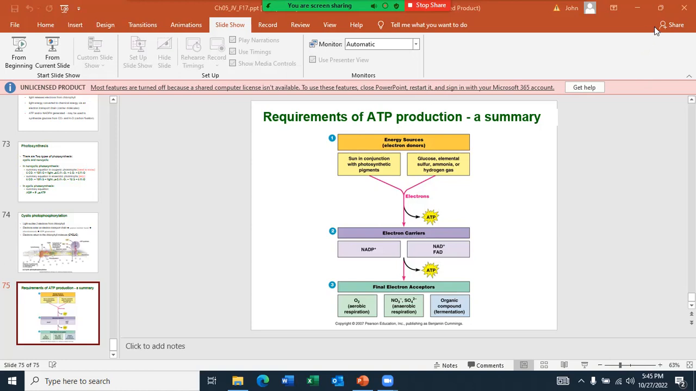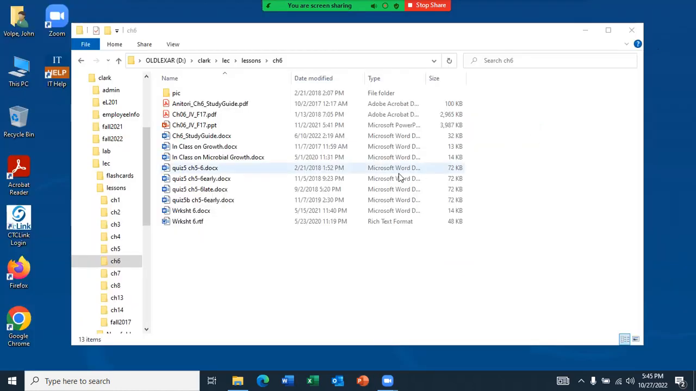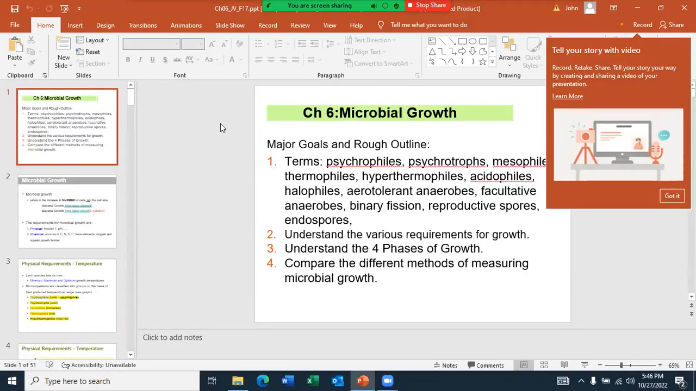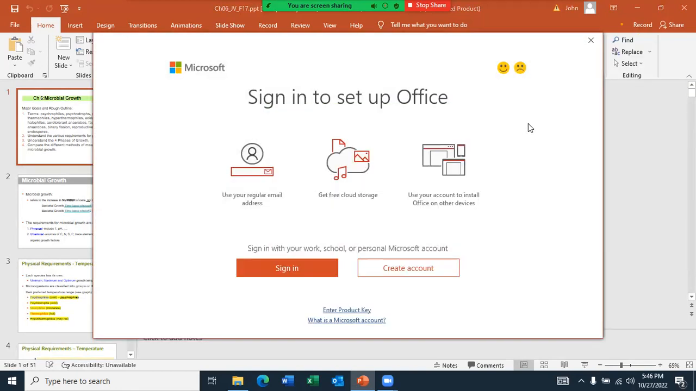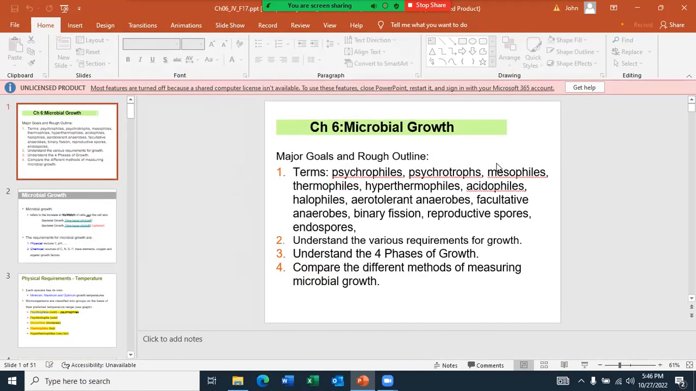All right, if not, that's it for chapter 5. Let's move on to chapter 6. Microbial growth. Know the terms of this chapter and understand the rough outline. We're going to talk about the various requirements that cells have for growth. Understand that there are 4 phases of cellular growth, and compare the different methods we have for measuring microbial growth.